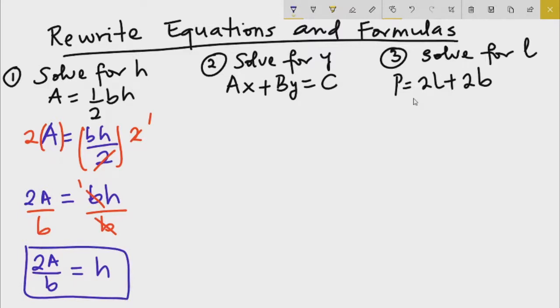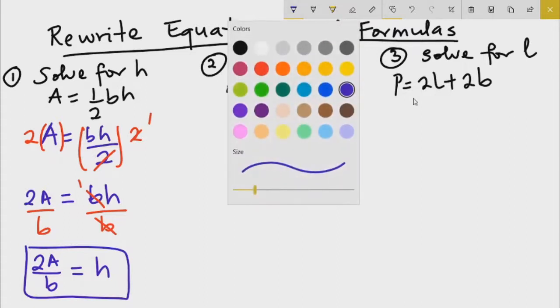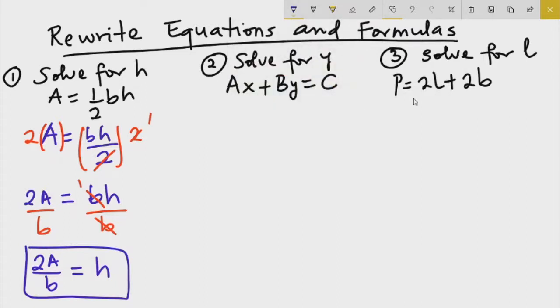For the second example, we are asked to solve for y. This equation, ax plus by equals c, is actually the standard form of a linear equation. Being asked to solve for y means they want you to change the standard form equation to the slope-intercept form. So we are solving for y, which means we want to move the ax to the right. It is positive here, so it's going to be negative after we move it. So by will be equal to c minus ax.